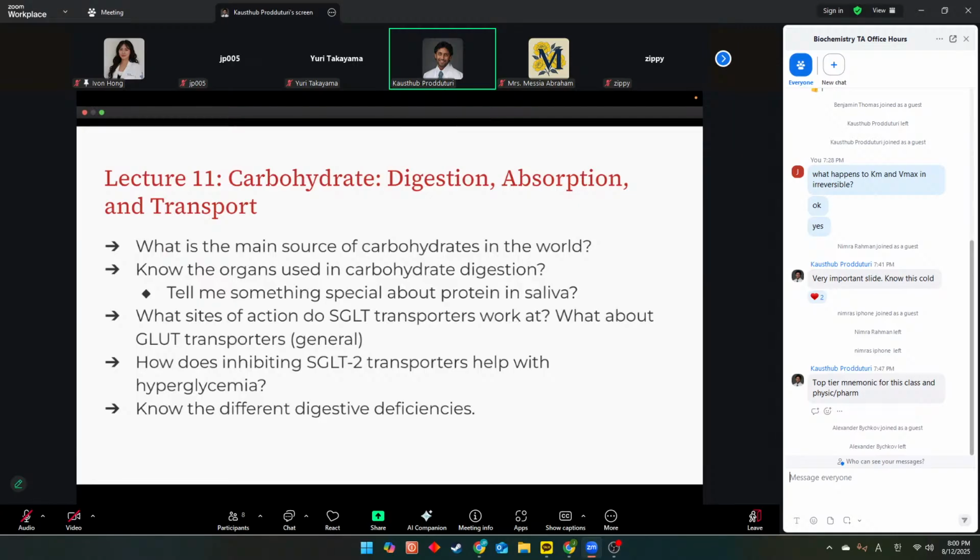And know the different digestive deficiencies. So what happens when you have issues digesting glucose, or celiac disease, or what happens when you have issues digesting fats or proteins. All those clinical correlates are fair game for the exam, and they probably will be tested.